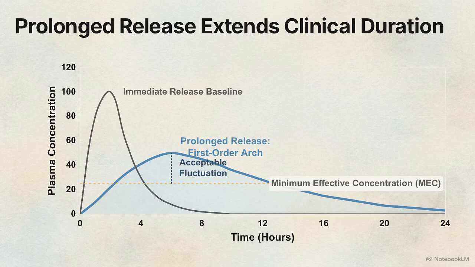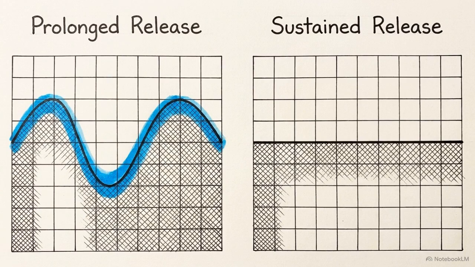The concentration rises and falls smoothly, but it is not constant. A prolonged release profile explicitly accepts these moderate peak-trough fluctuations. The mathematical priority here is simply keeping the drug clinically active for a longer duration than a standard pill. That acceptable fluctuation is where prolonged release diverges from the stringent mathematical target of sustained release.